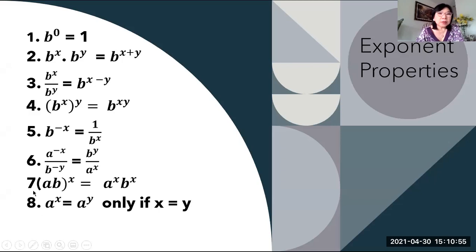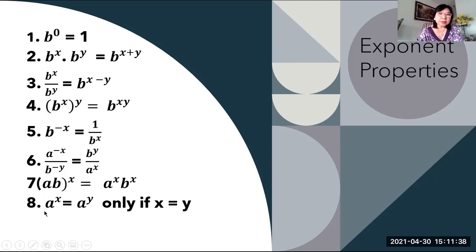So now I'm talking about property 7. If you have two numbers with different bases, so let's say A equals 3 and B equals 5, and you multiply them together, but also you have a power outside with all of them inside the bracket, then you distribute the power outside into each member inside the bracket like this. So this becomes A to the power X multiplied by B to the power X. So that is property 7.